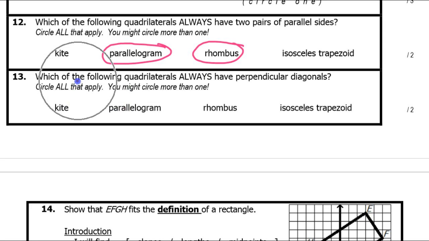Number 13. I feel like switching colors first. Got to switch it up sometimes. Which of the following quadrilaterals always have perpendicular diagonals? Now, I've really memorized that chart. So as soon as I see perpendicular diagonals, two things pop into my head: rhombus and kite. Those are the two shapes that have perpendicular diagonals.